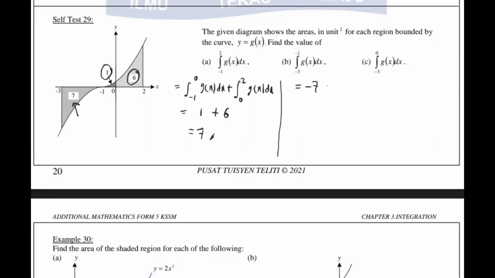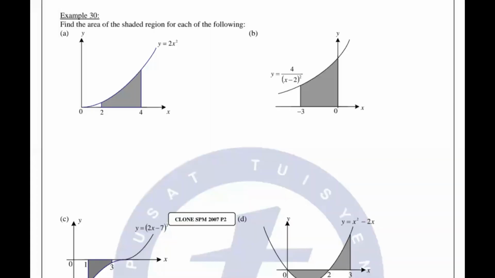Okay, the last one. Negative 3 to 0. We just have to break it up. Negative 3 to negative 1. I break it up first, and then negative 1 to 0. This is actually a 1 mark question. Now, if they give you 2 marks, you show more working. And this is negative 7. You know, this is 1 answer, negative 6.